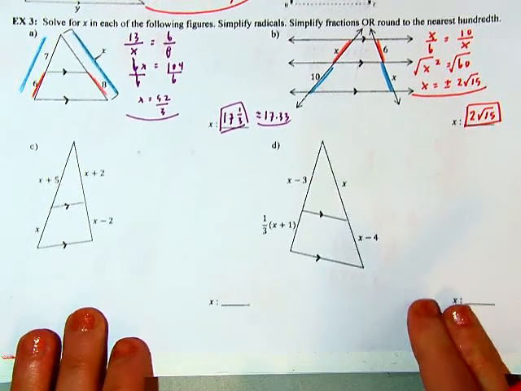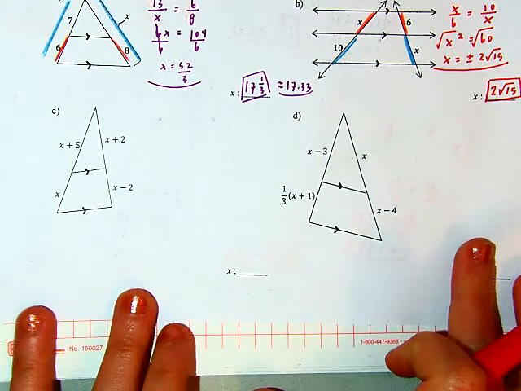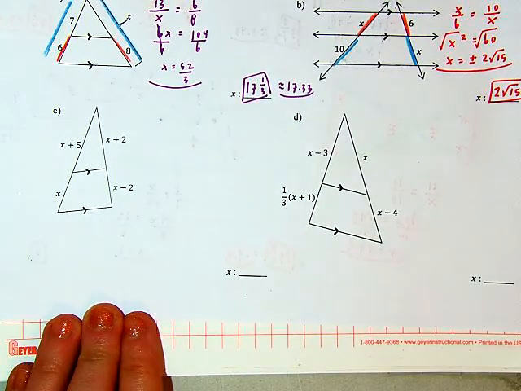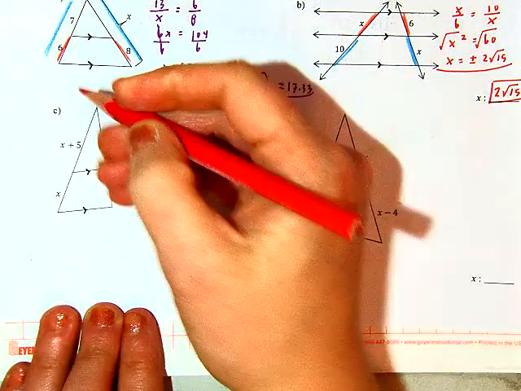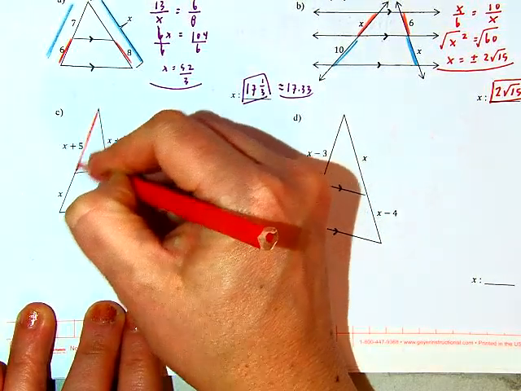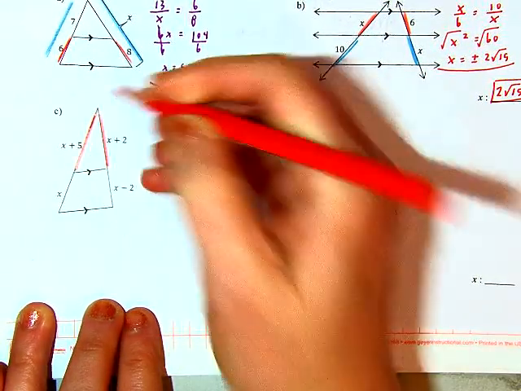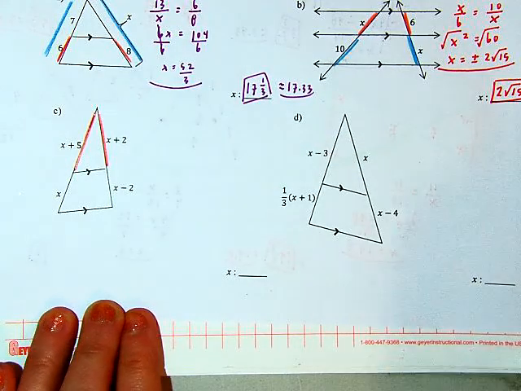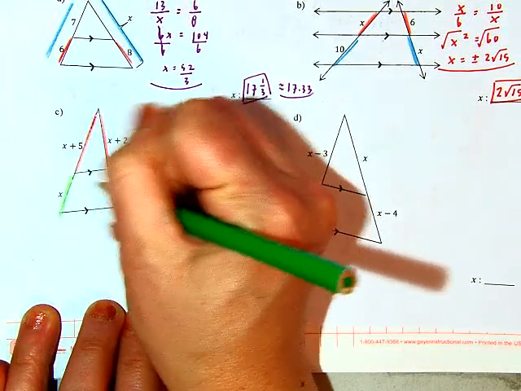All right, next up, a little bit more algebra here. So again, I can use my side splitter theorem. I can say that right here aligns to right here, and then here to here.